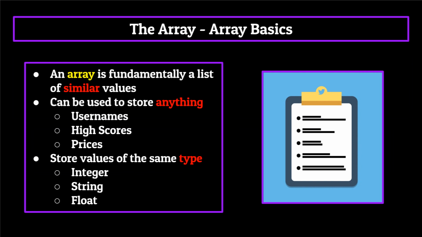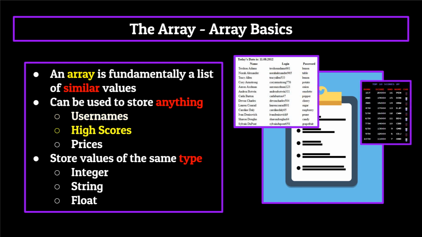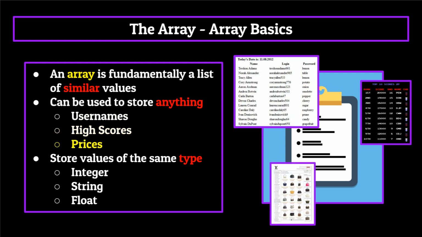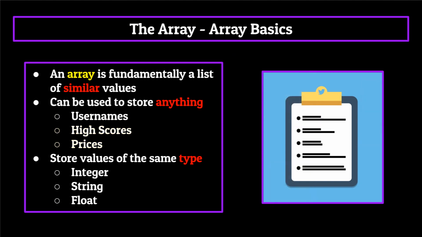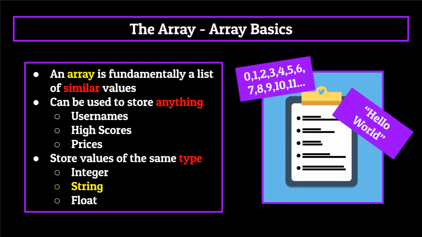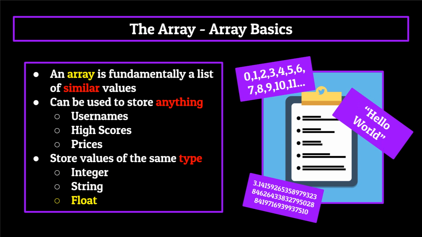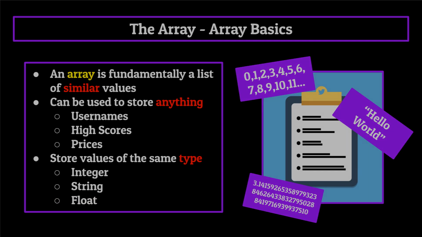An array is fundamentally a list of similar values grouped together in a central location, which makes sense because if you remember, we use data structures to store sets of similar information so that we can easily use that information. Basically, arrays can be used to store anything: usernames for an app, high scores for a video game, prices for an online shop, pretty much any list of values which are fundamentally similar, meaning of the same type. So integers, strings, floats, objects, the list goes on and on. Any primitive or advanced data type you can think of can be stored within an array.